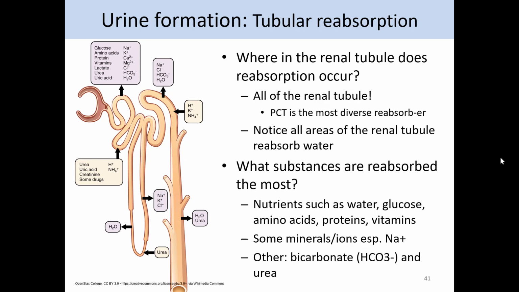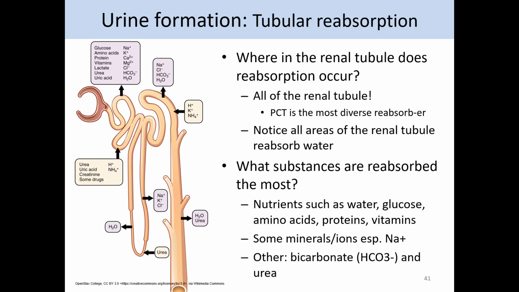Which parts of the renal tubule are involved with reabsorption? Basically, all of the renal tubule is. If you look at this picture here, the boxes that are sort of the pale purple, those are showing you substances that are being reabsorbed. And if you look, you can see that all of the renal tubule is participating. However, the proximal convoluted tubule is by far the best at reabsorption. It will reabsorb the most diverse amount of substances as compared to any other part of the renal tubule.